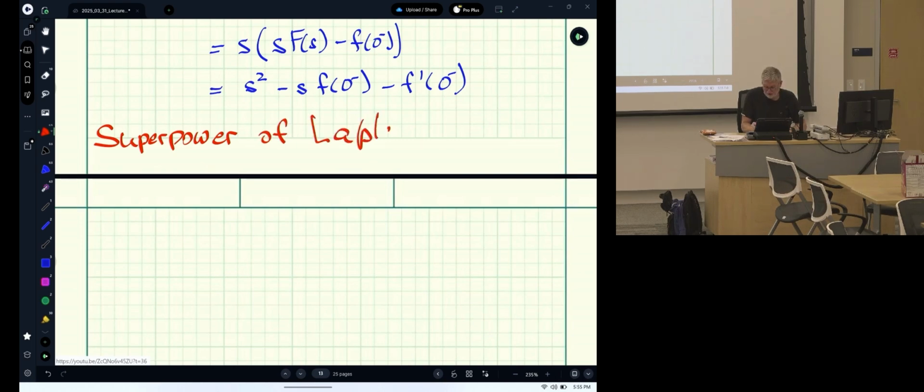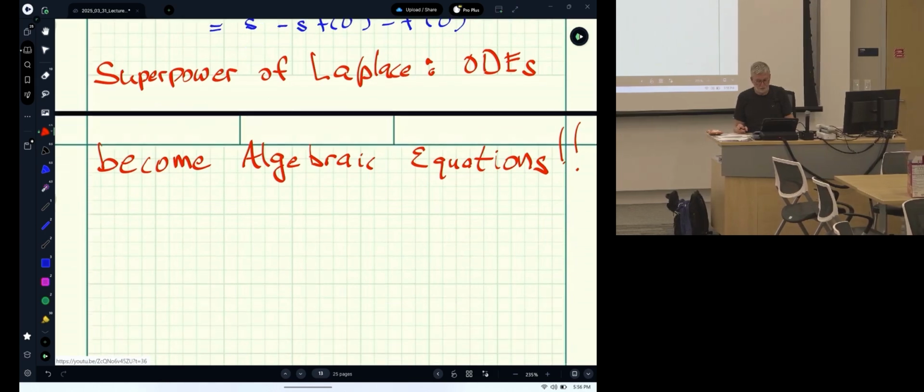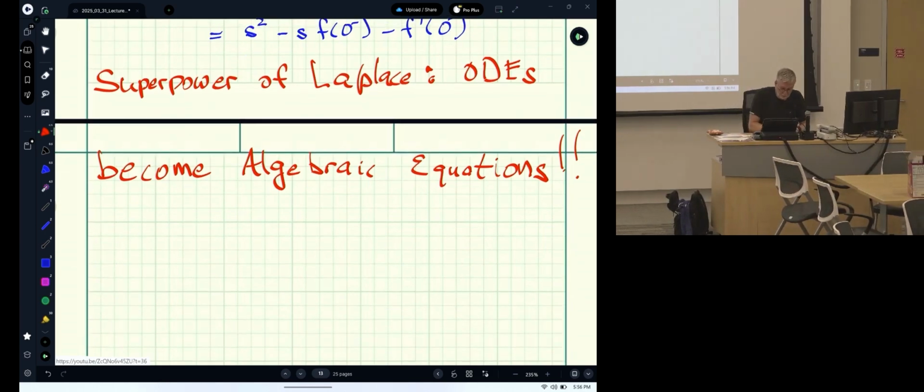Superpower of Laplace: ODEs become algebraic equations. Let's see how that works out. Okay. So let's solve our first ODE correctly instead of just me saying, hey, you do this substitution and that substitution, and then it's just algebra. So solve.